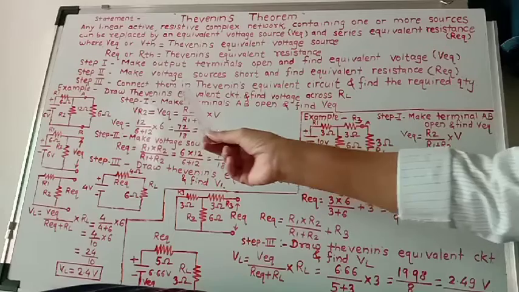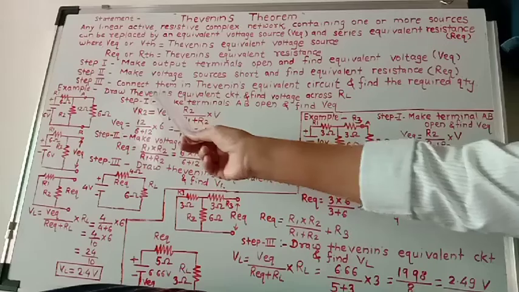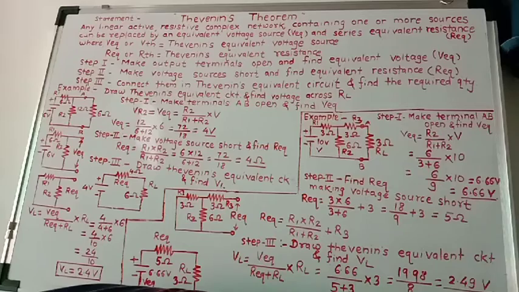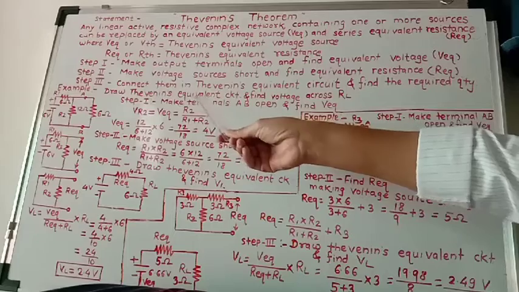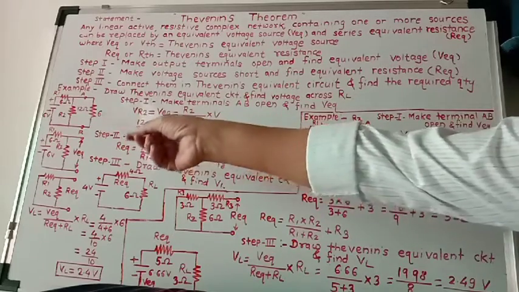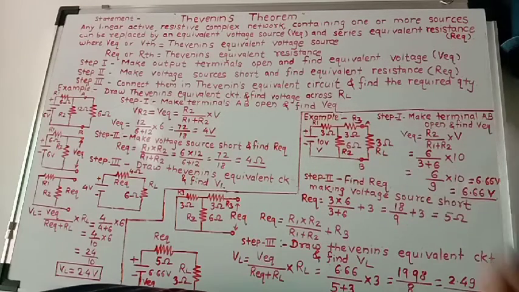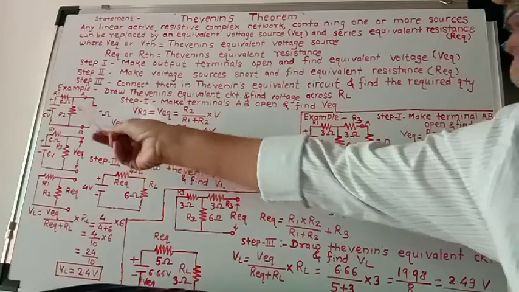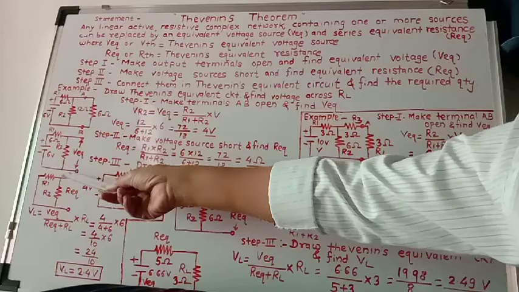Example: draw Thevenin's equivalent circuit and find the voltage across RL, that is VL. Okay, so what is the first step? First of all, we have to make the output terminals AB open and then find V equivalent or Thevenin's equivalent voltage. Here 6 ohm is the load resistance, so we have to disconnect it. That is, we make the output terminals open. So the circuit will become like this.